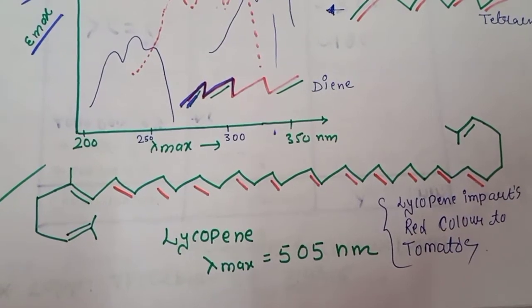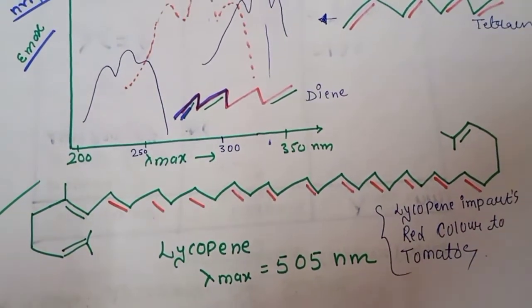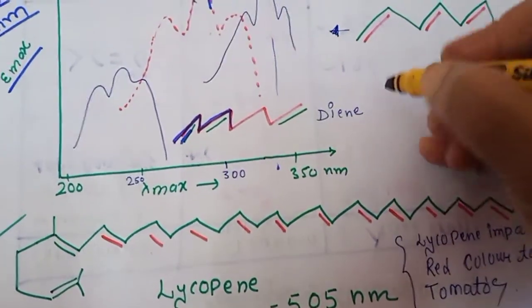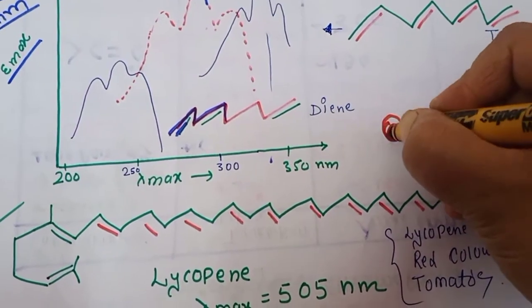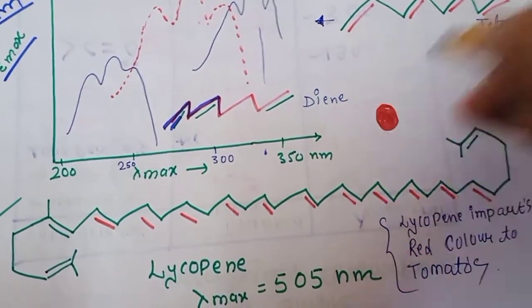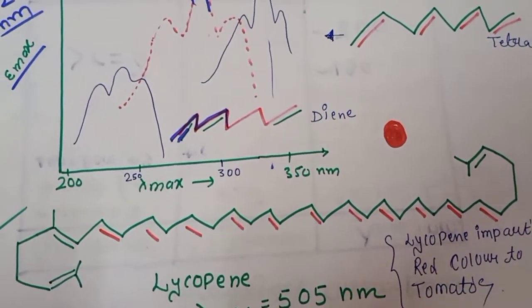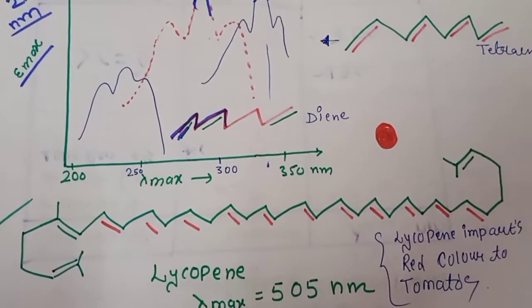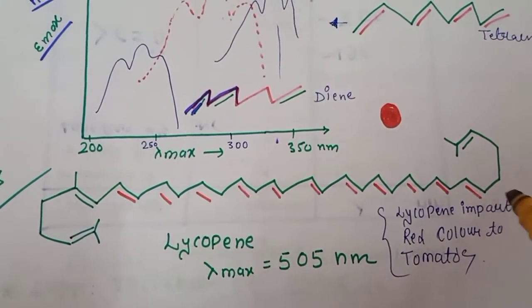As we are seeing, tomato is our red color, right? Everyone likes tomato. So this red color of the tomato is very intense also. So why is this color of the tomato red? You can see I have drawn the structure. Which compound is responsible for this red color?